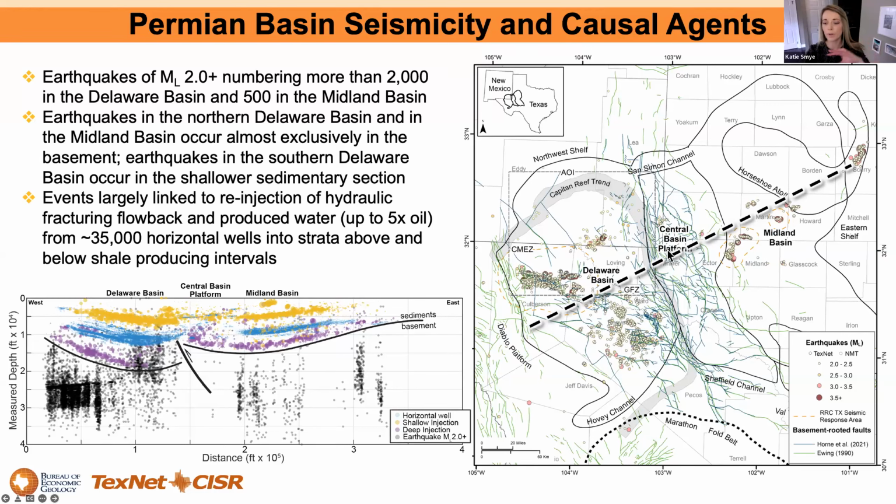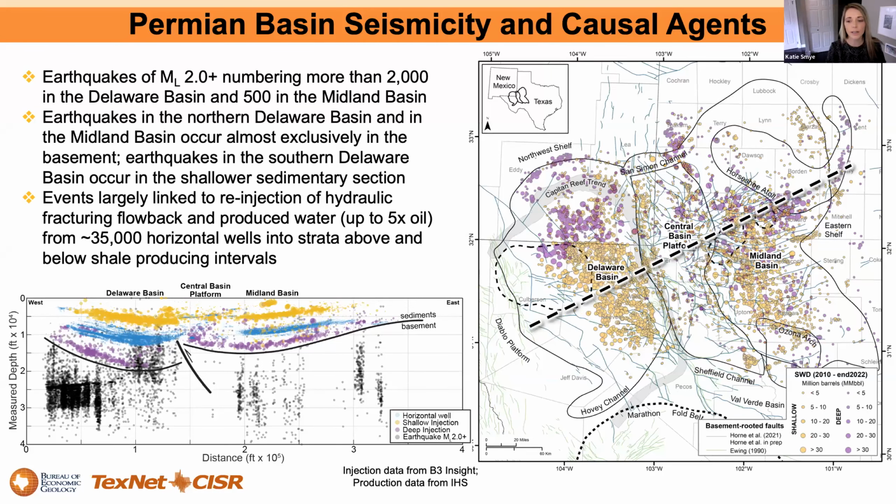And these earthquakes fall into distinct geologic habitats. The larger magnitude events in the northern part of the Delaware Basin occur almost exclusively in crystalline basement, below the basement sediment interface, as opposed to earthquakes in the southern part of the basin, many of which fall in the shallow sedimentary section. And so what I want to do is look at these earthquakes in the context of operations in the basin before I dive into geology.